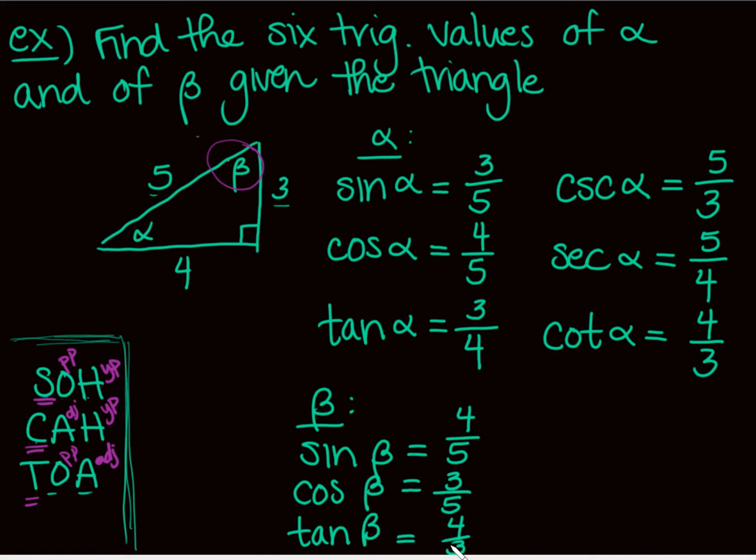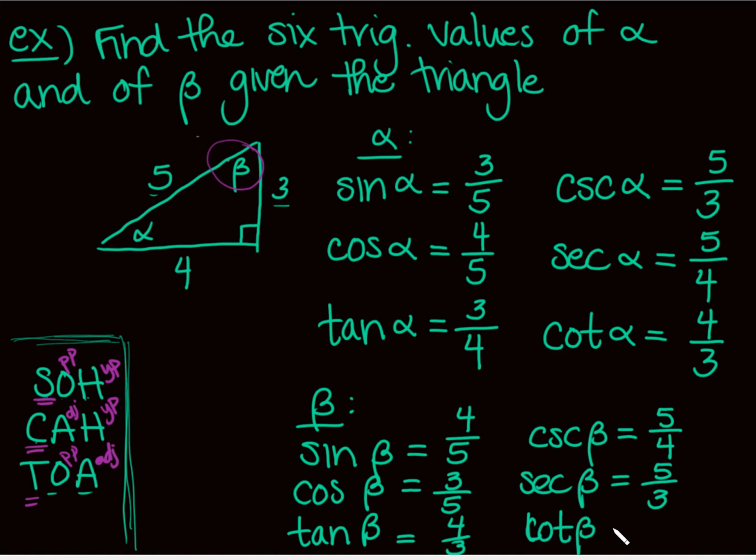Okay, so now again, cosecant of beta is just going to be the reciprocal of sine, or 1 over sine. So I get 5/4. Secant of beta is the reciprocal of 3/5, or 1 over 3/5, which is 5/3. And finally, cotangent of beta, I'm just going to flip that.